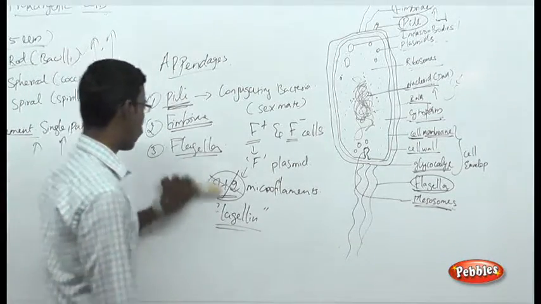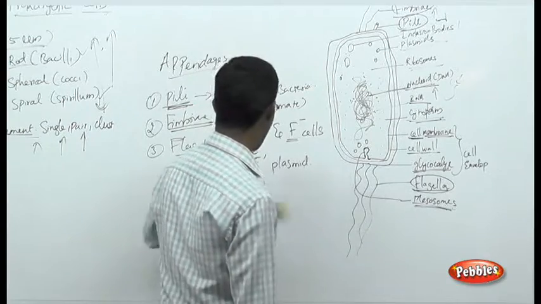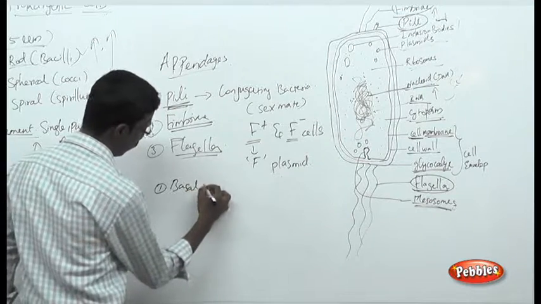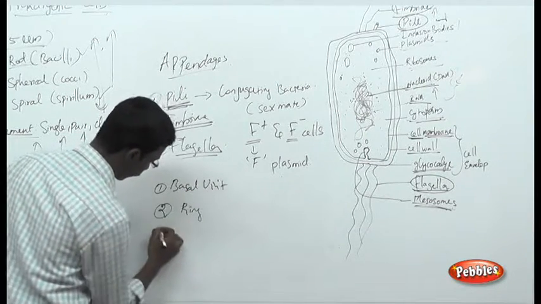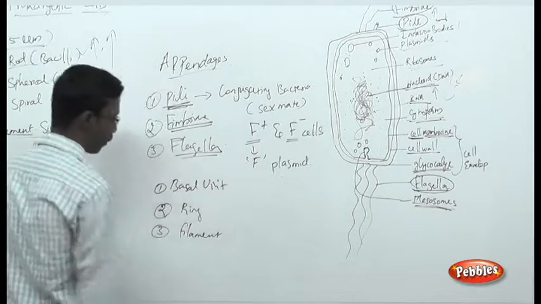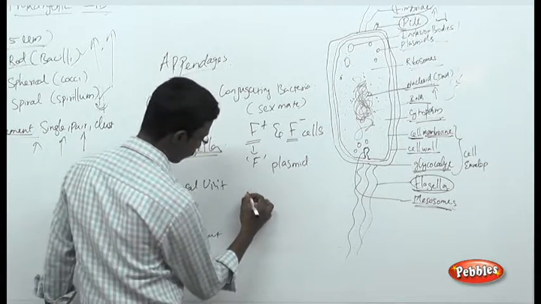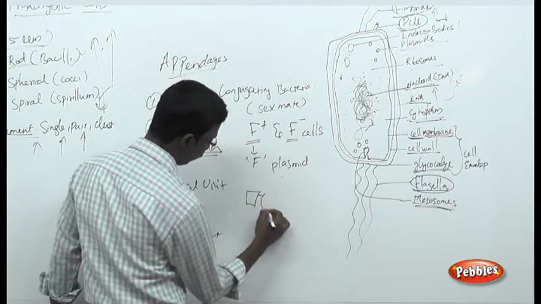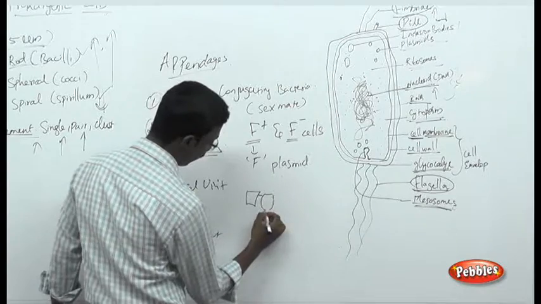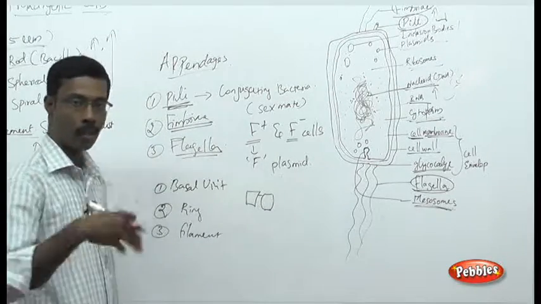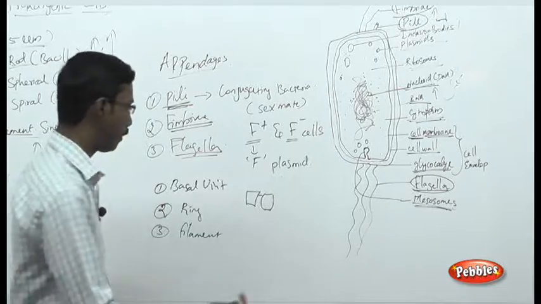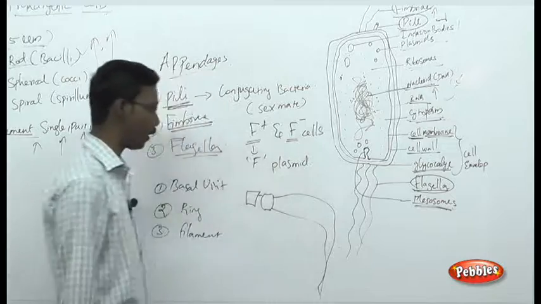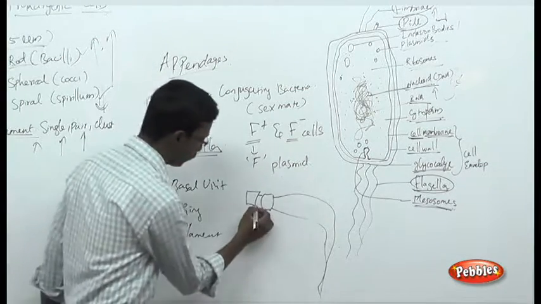Okay, so in the prokaryotic cells the flagellum is made up of three basic units: the basal unit, the ring, and the filament. You can see that there is a basal unit and there is a ring-like structure that is going to rotate from the internal signals, and there is a web-like structure attached to the particular ring-like structure.